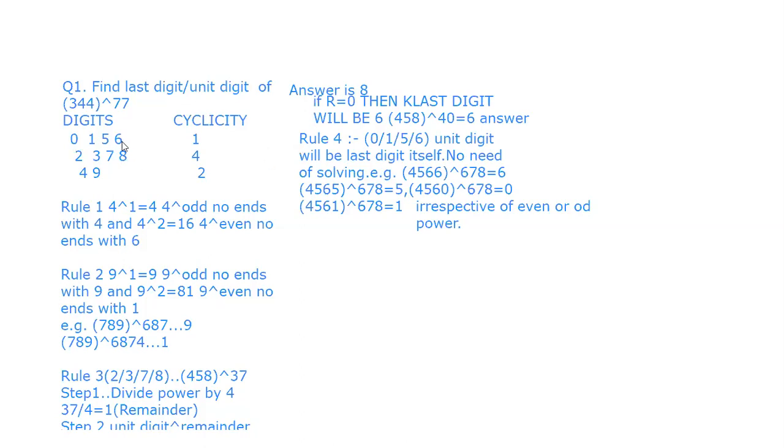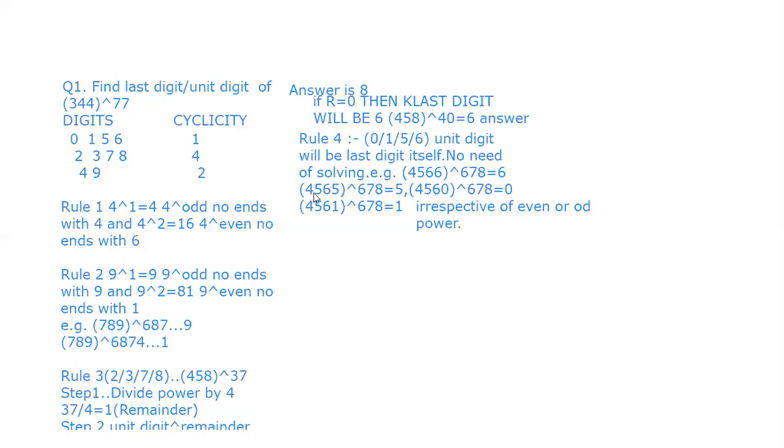Now we are coming to the first line and the last important rule. What about those numbers which are ending at 0, 1, 5 and 6? In this case, the unit digit will be the last digit itself. So there is no need of solving the question. For example, 4566 raised to power 678. This 6 is the last digit. So for those numbers which are ending at 0, 1, 5, 6, the last digit will be that digit itself. So I would say without solving, the answer would be 6.